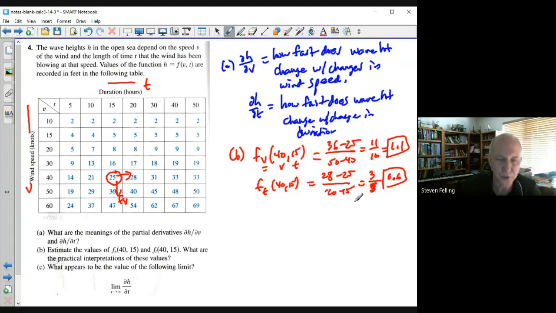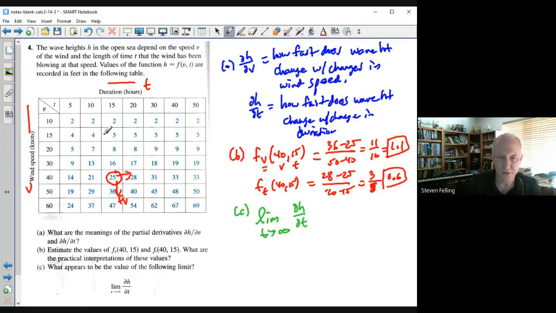Okay. What are the practical interpretations of the values? I would say basically just that there's a bigger change in wave height if I change wind speed than if I change the duration that the wind is blowing. Okay, and then for part C, it says, what appears to be the value of the following limit as t approaches infinity of the partial derivative of h with respect to time. So wave height as I move with time.